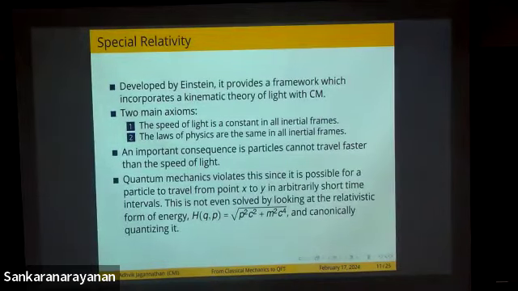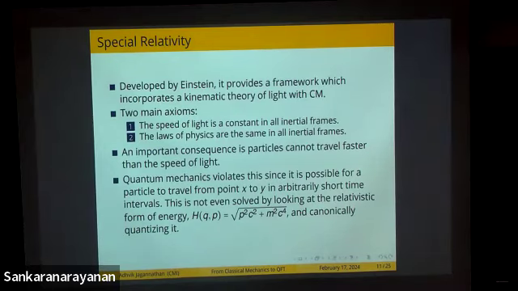Right. Now let's move on to special relativity. There are two main axioms in special relativity. The first being the speed of light is the same in all frames. The other being the laws of physics are the same in all inertial frames. Sorry, inertial frames, you're right. Now an important consequence is that no massive particles can travel at the speed of light. They always travel at speeds less than c.